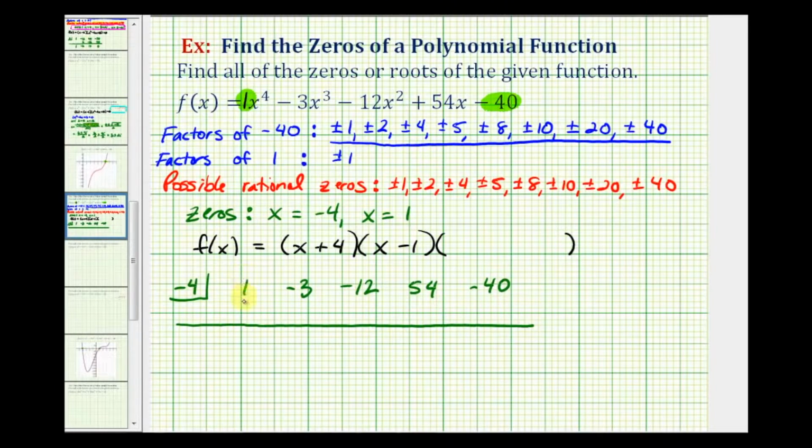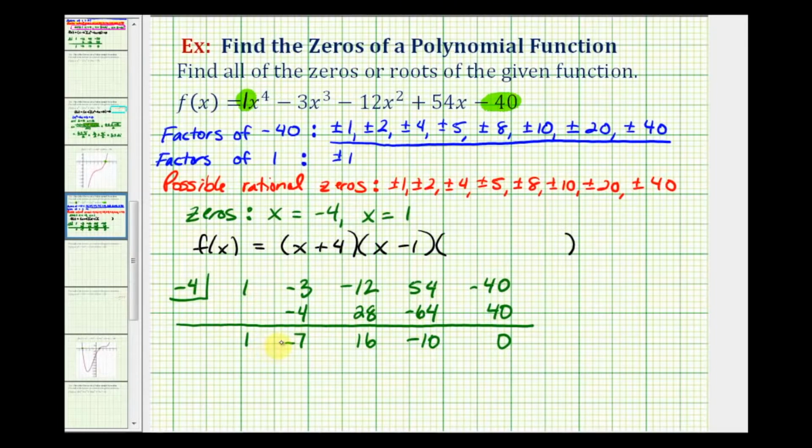To start, we bring down the 1, and we start multiplying by negative 4. 1 times negative 4 is negative 4. And add, this is negative 7. Negative 7 times negative 4 is positive 28. We add, this would be 16. 16 times negative 4 is negative 64. We add. Negative 10 times negative 4 is positive 40. This is good. We have a remainder of 0. This represents the degree 3 quotient when dividing by x plus 4.